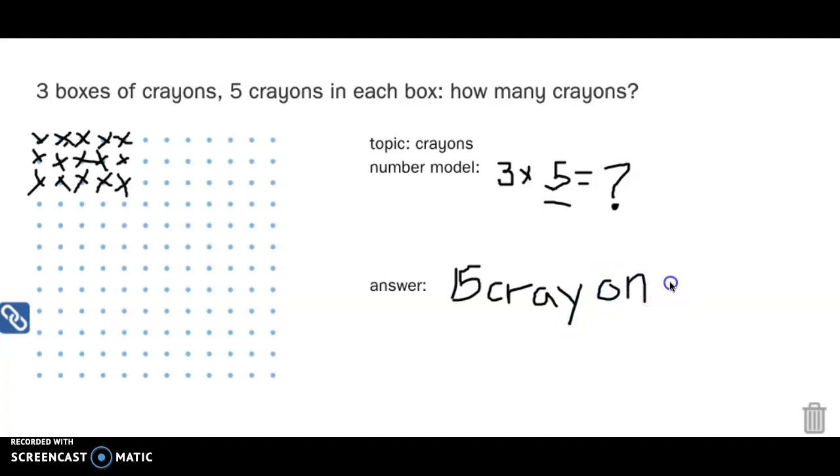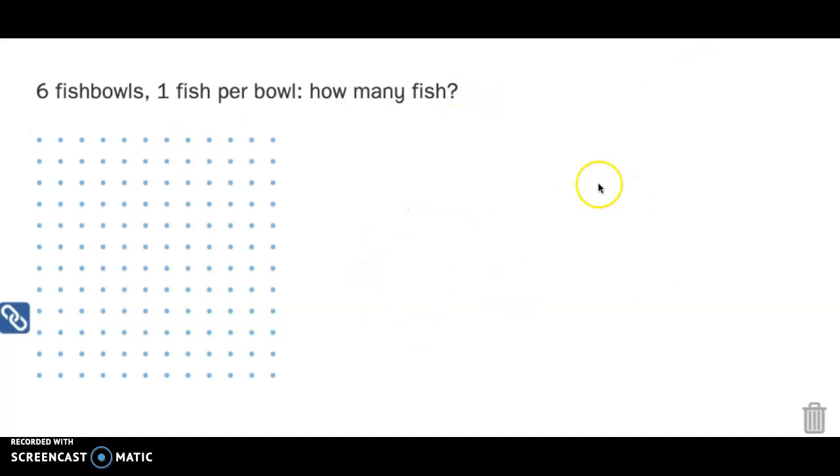Okay, for the next one, you're going to try all 3 on your own. I will show you the problem, and you will have to fill in the topic, the number model, and your answer. Okay, here's your next one, number 2. There are 6 fish bowls. There's 1 fish per bowl. How many fish? Okay, what's our topic? What are we talking about? Right? Now a number model with a question mark. Fill out your array and then put the answer. Put this on pause till you have it finished.